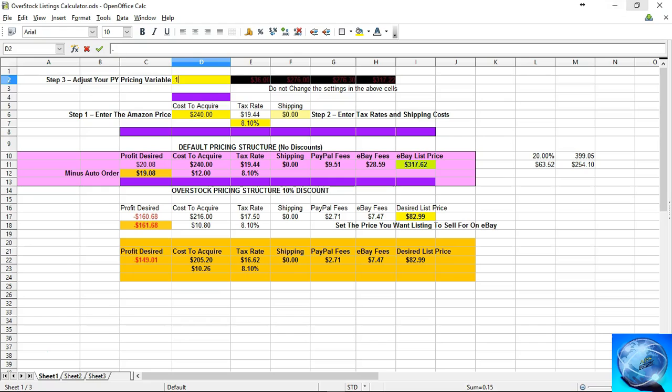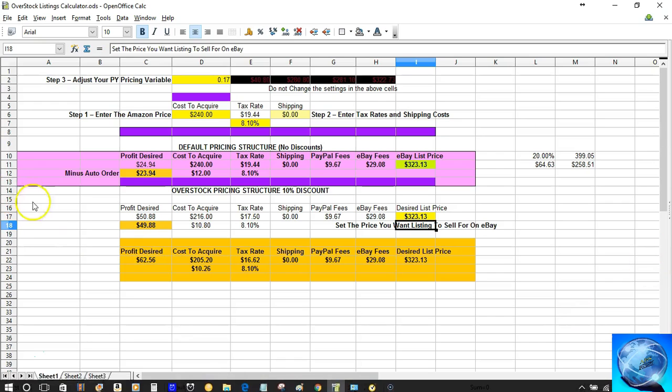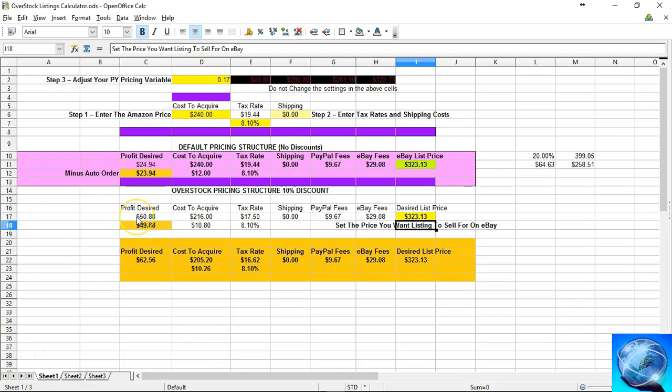That's a little low for what I like to do, so I put it at 0.17. There we go. I'm making 10% of the cost to acquire. $240, $24.94. That's my profit, 10%. So I would list this at $323 to make 10%. Now, if I took that $323 and I went down here and I had a 10% coupon, I put 323.13, and I put that in there. Now all of a sudden I'm making $50.88 profit.